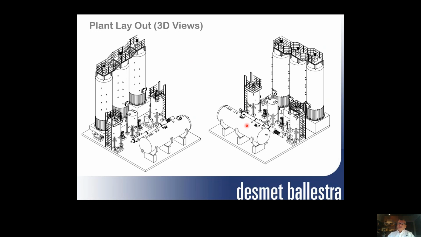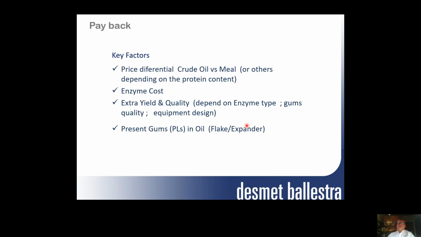It's not a centrifugation or any other complicated apparatus. So if we see what's in the payback, the key factors are the price differential, crude oil versus meal, naturally. So we are gaining all the crude oil instead of selling it like meal. When we added the gums into the meal, we are recovering that part, even depending on the protein content. When you don't reach the protein content in meal, you will be penalized with a lower price of the meal.